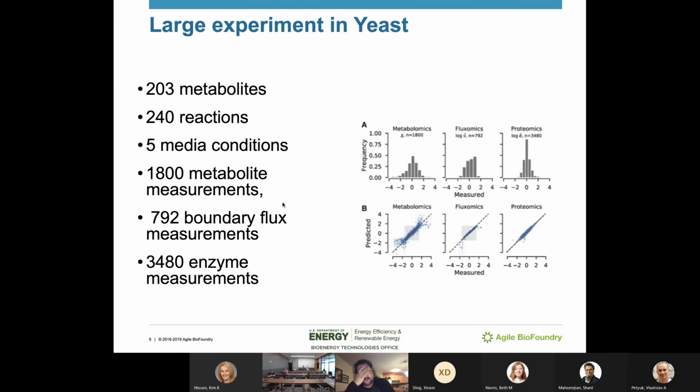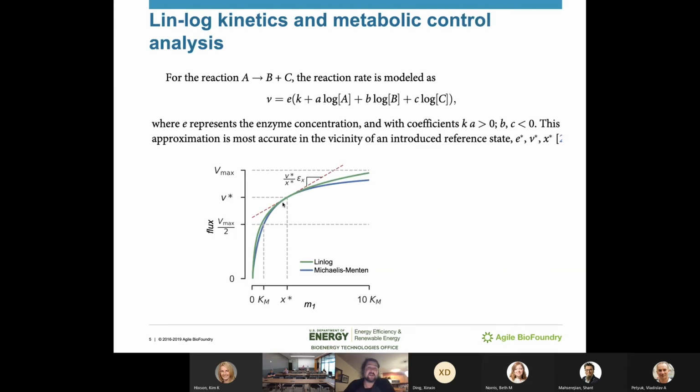Now, let's just see what happens when we apply this. So that's it. The only thing we do now is give this equation actual data, and then we compute posterior distributions on A, B, and C, these elasticities. Once you have a posterior distribution on the elasticities, you can compute the flux control coefficient, and that rank orders all your enzymes.